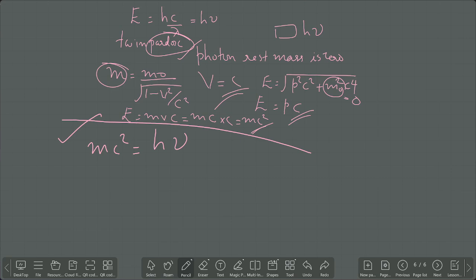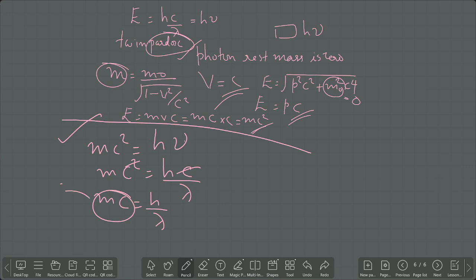Energy of photon according to theory of relativity you can write energy is mc square, and the mc square equate to h nu. This is an important question, how you are getting the de Broglie equation. Now m into c square is equal to h c by lambda. Nu is equal to what? C by lambda. You can cut one c. Now you got mc is equal to h by lambda.